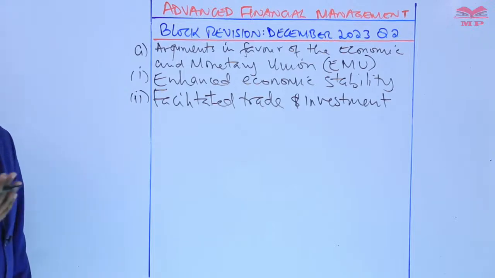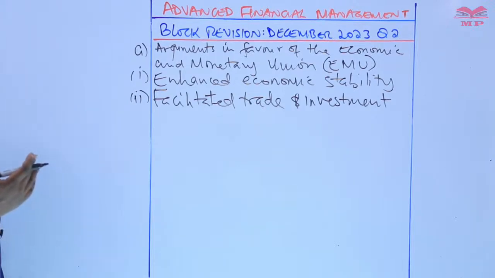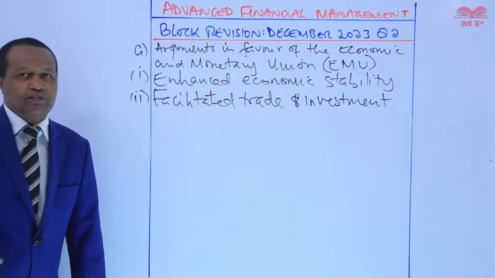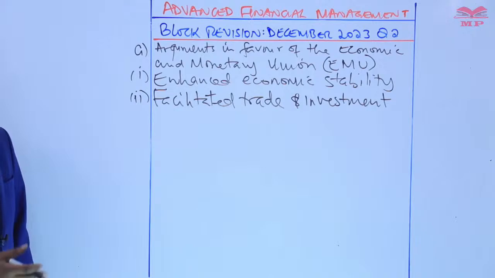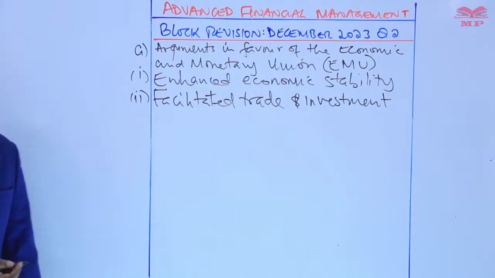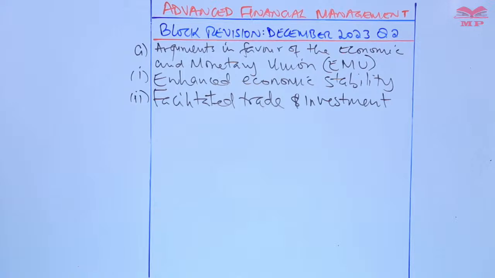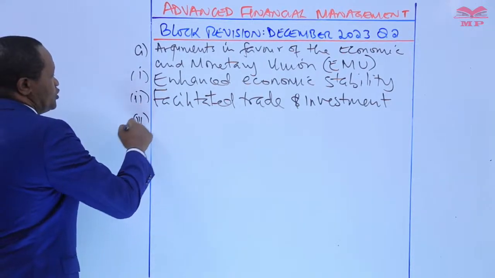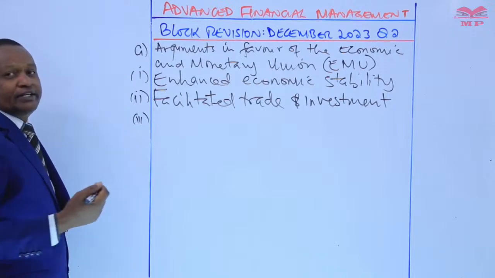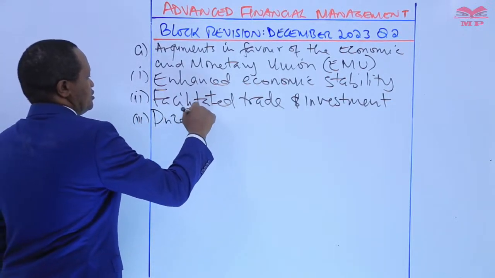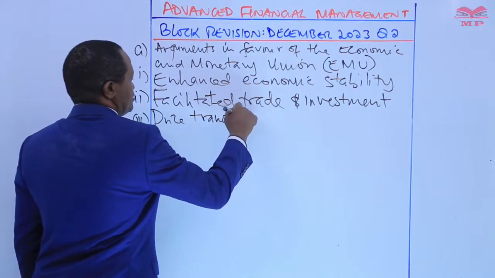Facilitates trade and investment. So investment flows easily among the member states because of the barriers or the burdens associated with the exchange rate. There is also what we call price transparency.